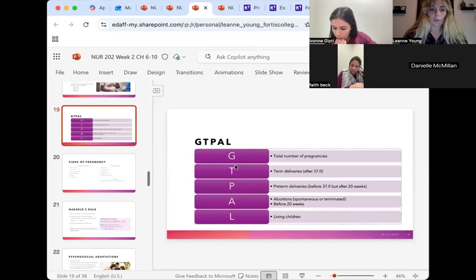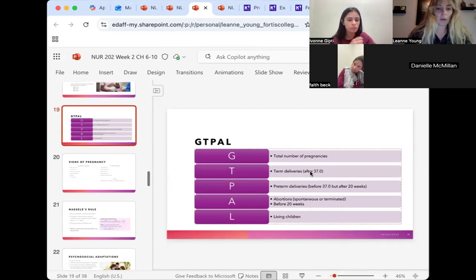All right, so here's the GTPAL. Your G is your total number of pregnancies. Your T is the number of term deliveries that you've had after 37 weeks, because we've determined that anything over 37 weeks would be considered term. Your P is your preterm deliveries before 37 weeks but after 20 weeks, so it could still be a viable fetus. Your A is your abortions, spontaneous or terminated before 20 weeks. And your L is your living children.